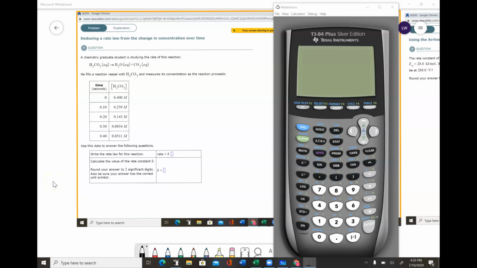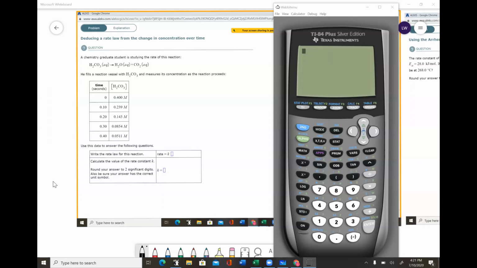So in this problem, we're asked to deduce the rate law given changes in concentration over time. We're given the description of a reaction, and then a table that contains time and concentration data. And unsurprisingly, as time progresses, our reactant gets consumed.